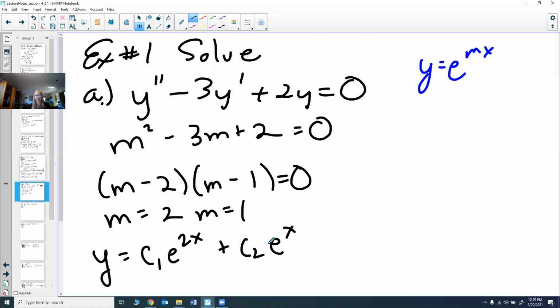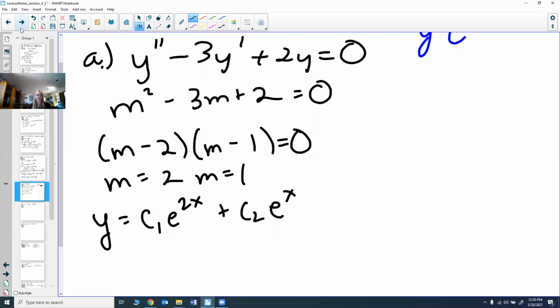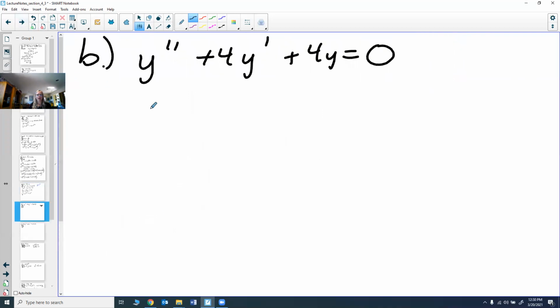Way simpler than doing anything else we've done. Again, the reason we're doing this is because y equals e to the mx. We're then finding those m's. And we just did. Let's do another one.